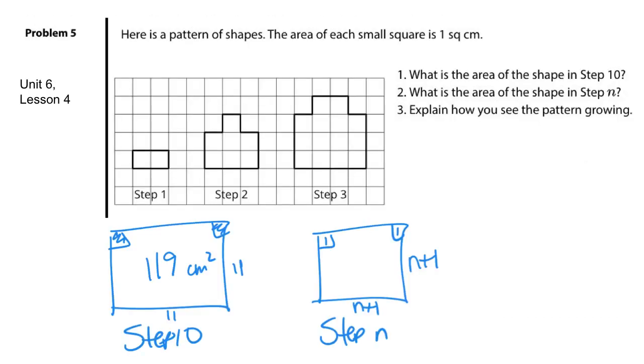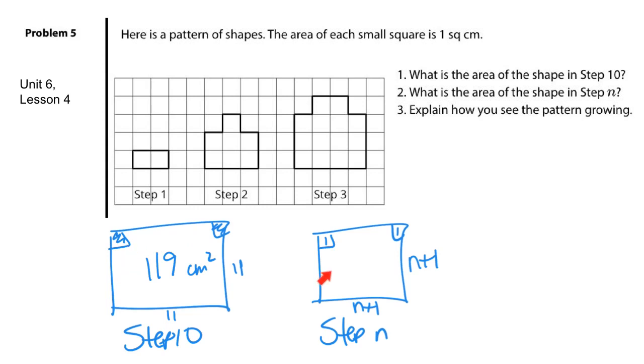In number 5, here we go. For number 1, the area of this shape in step 10 is going to be 119 centimeters squared. And because of the pattern that's growing here, I noticed that the side length is going to be 1 greater than my step number. So the side length is 11. And to find the area, I take 11 times 11. That's 121. Subtract off those 2 squares in the corners, so I'd have 119.